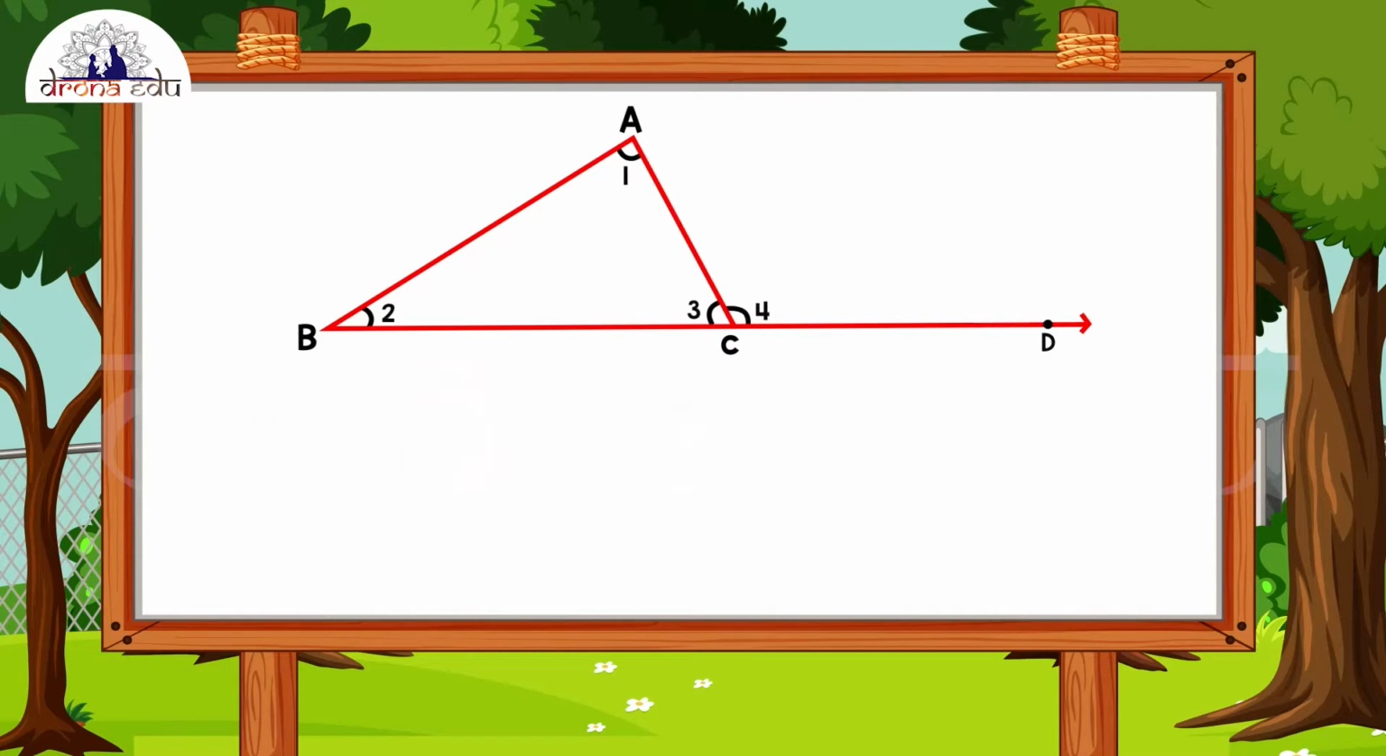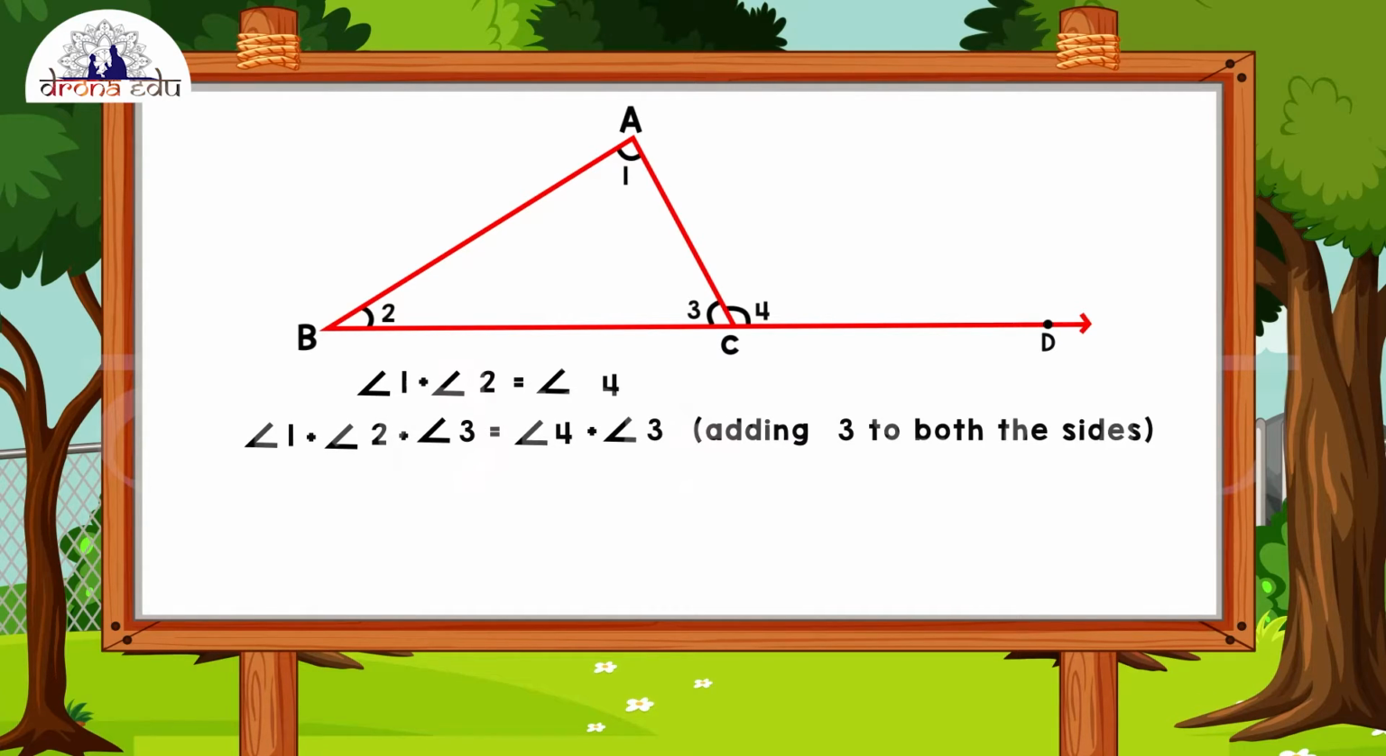So from that I can write that angle 1 plus angle 2 is equal to angle 4. Now for this equation, we're going to add angle 3 on both sides, both RHS and LHS. On adding angle 3 on both sides, we're going to get angle 1 plus angle 2 plus angle 3 is equal to angle 4 plus angle 3.